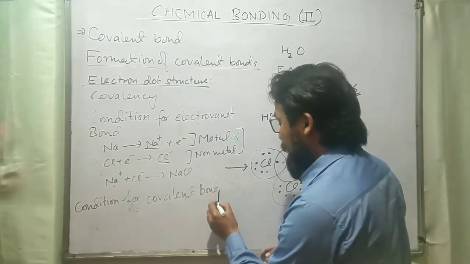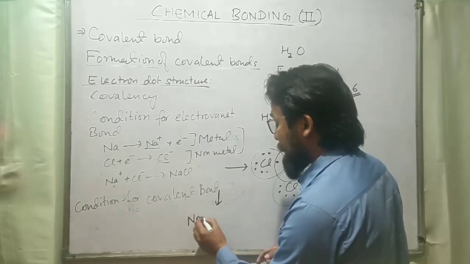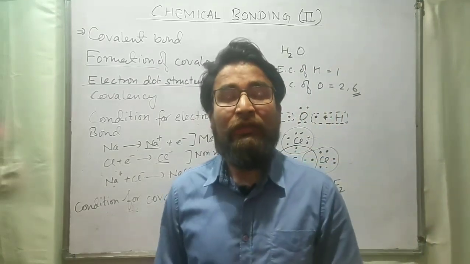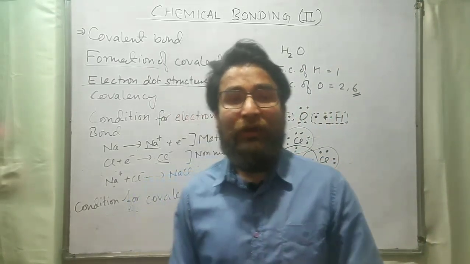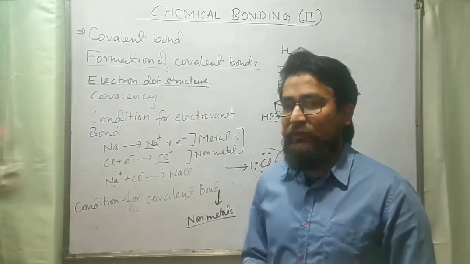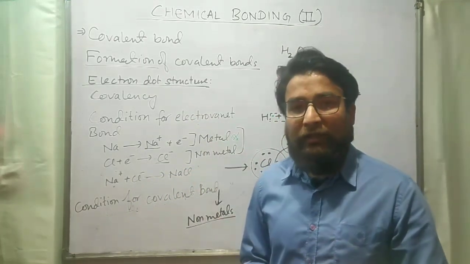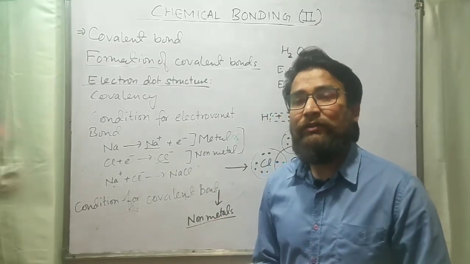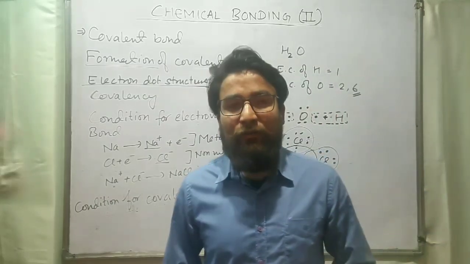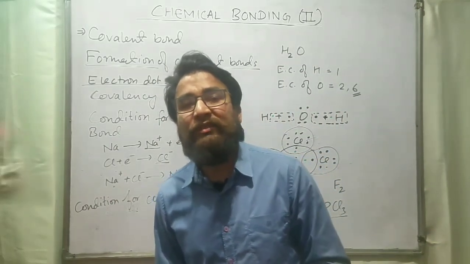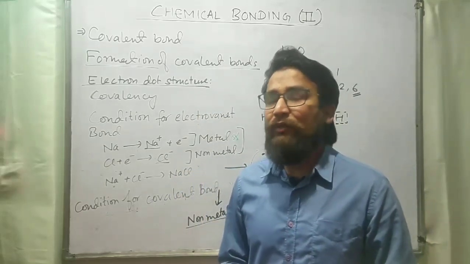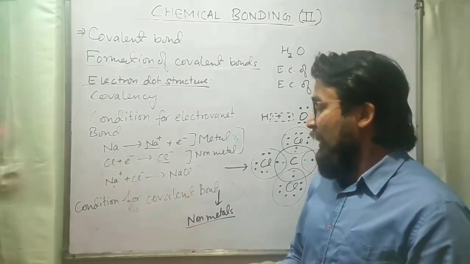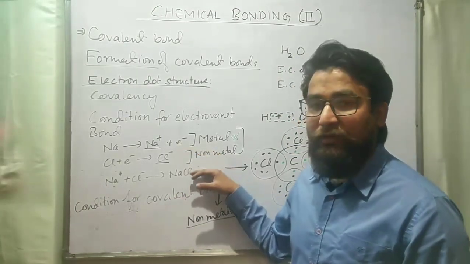So remember, a covalent bond is always formed between non-metals. Both the atoms should be non-metals. So remember, when one atom is a metal and the other atom is a non-metal, then an electrovalent bond is formed. When both the atoms are non-metals, then a covalent bond is formed. With a few exceptions, in higher classes you will see that some metals also form covalent bonds, but that is not the case so far. So this is how covalent and electrovalent bonds are formed.